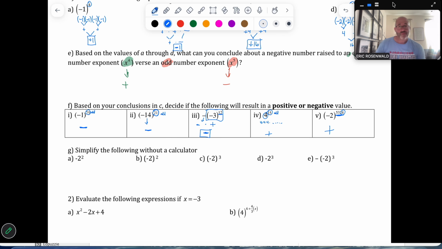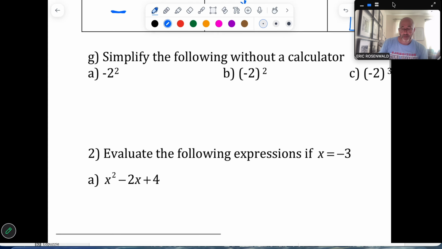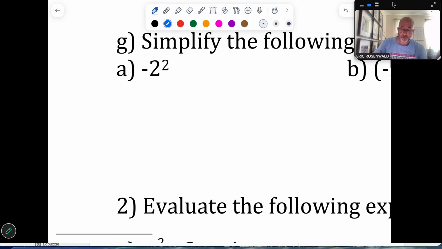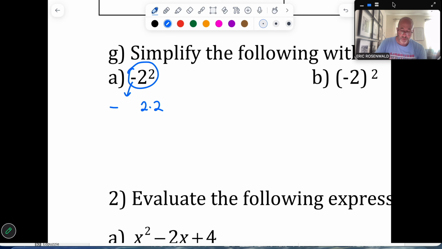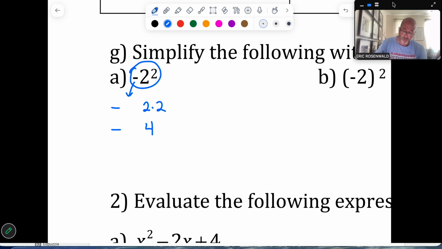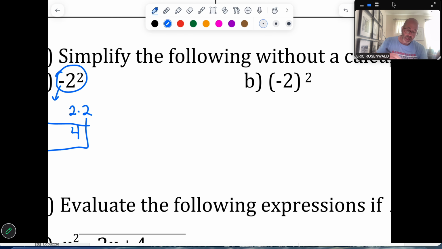Okay? Let's go ahead and simplify each one of these without a calculator. We did these back in our first day of notes. When we look at this right here, what this says is we have the opposite of 2 times 2. That's what that 2 squared means. And remember, that's very different than the next one. But we look at this, we have -4 for the overall answer. This one says we have -2 to the second power, which means we have -2 times -2. That means that we end up with a +4.